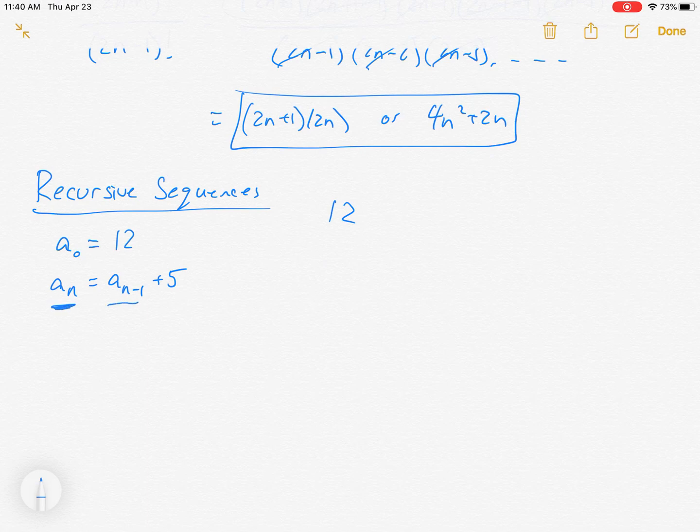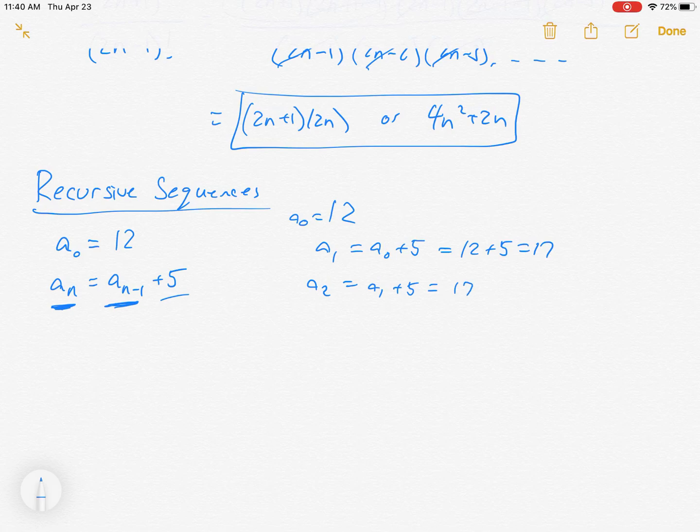Hey, look at that. Let's say that you're told that a sequence starts with 12, and then this says if you want a particular term, take the previous term and add 5. So I really want the first term. Well, I better take the previous term and add 5 to it.